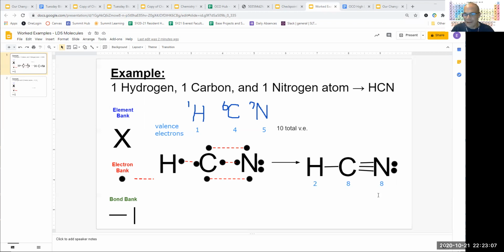So everything is happy, everything is satisfied. All of the valence shells, we call them, are full. So it looks like we've got a good model here for HCN.